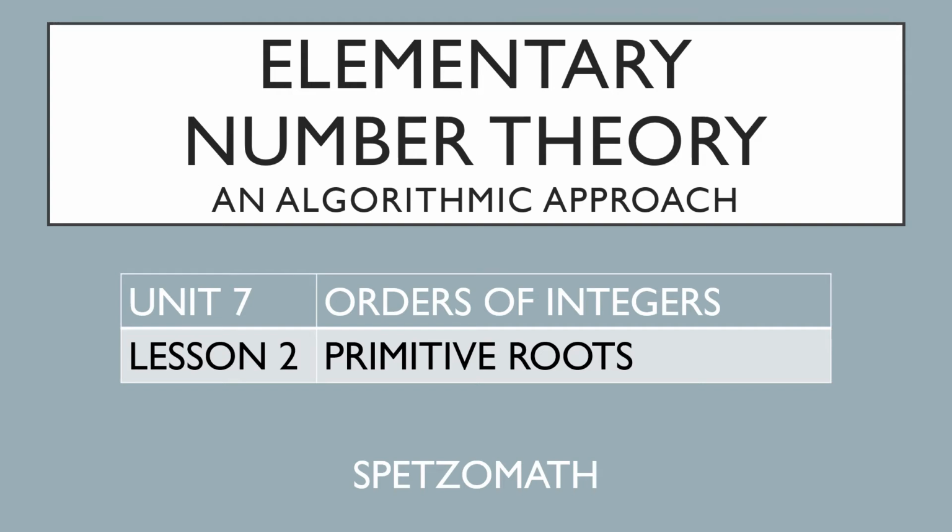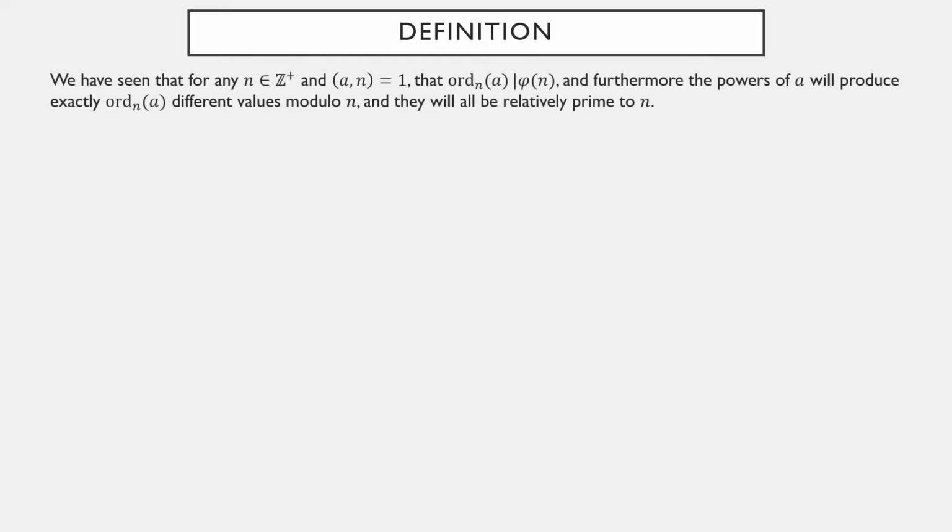We pick up right where we left off from the previous video, and we're going to introduce a notion of what are called primitive roots. So what we saw in the last video was, for any positive integer n where a is relatively prime to it, the order mod n of a must be a factor of phi of n.